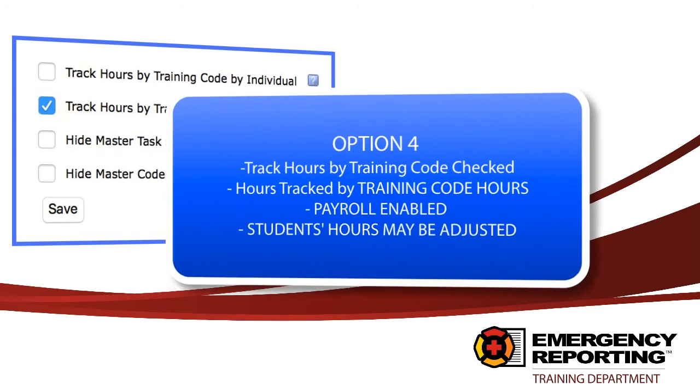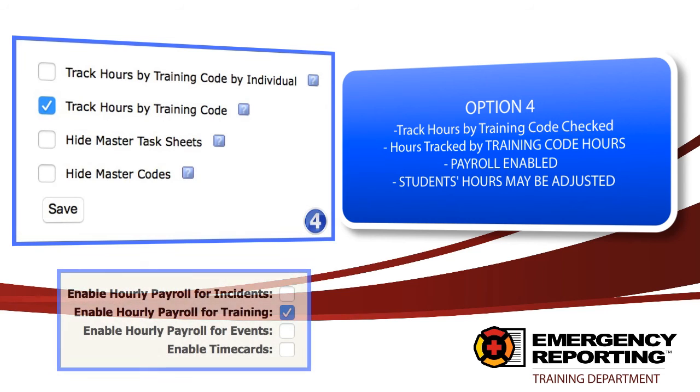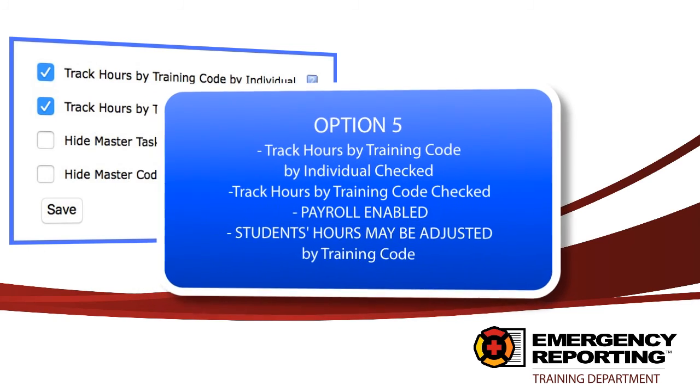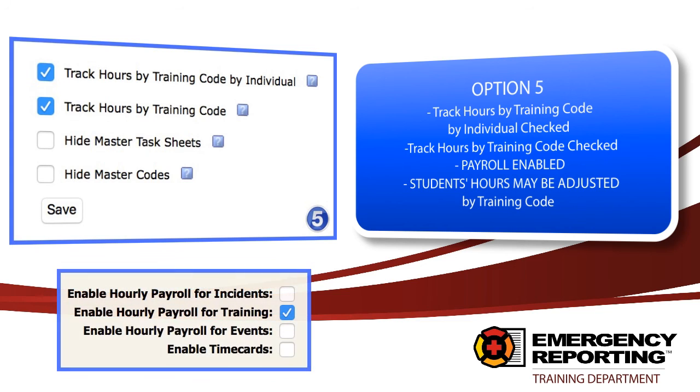Option 4, track hours by training code is selected. This allows for class training hours to be determined and tracked by training code hours. Like the previous option, each student's hours may be adjusted as needed since payroll is enabled for training. Option 5, track hours by training code by individual and track hours by training code are checked. Payroll is enabled, and unlike option 4, each student's hours may be adjusted as needed for each training code within the class itself.